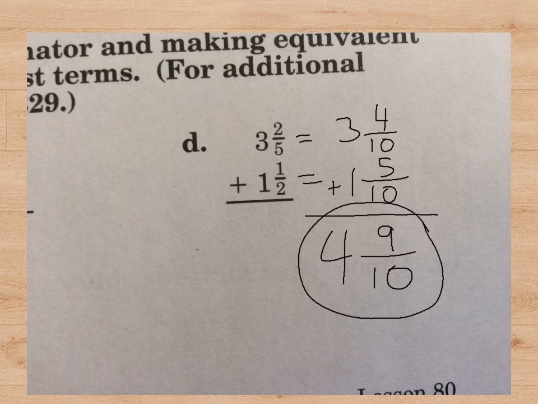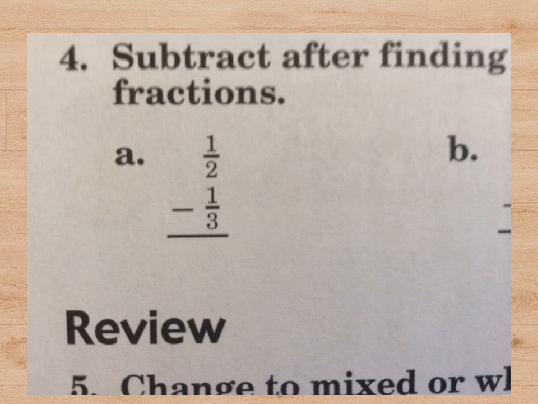Okay, as we turn the page over and we look at number 4, we're now subtracting. Doing the same thing, but we're subtracting now. But remember in our rules that we keep repeating, to add or subtract, you must have common denominators. So here we need to ask ourselves, what is 2 and 3? What's the lowest number they both go into? The lowest number they both go into is 6.